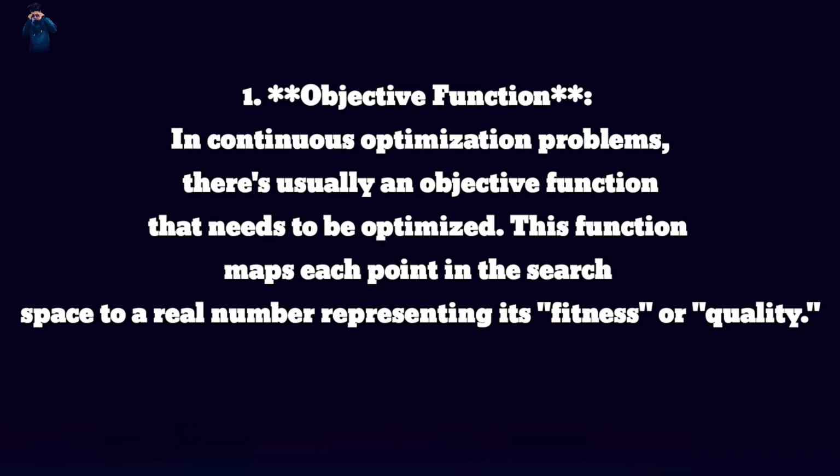1. Objective function. In continuous optimization problems, there's usually an objective function that needs to be optimized. This function maps each point in the search space to a real number representing its fitness or quality.